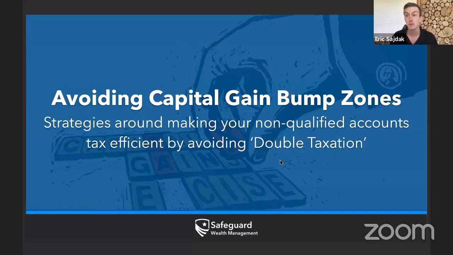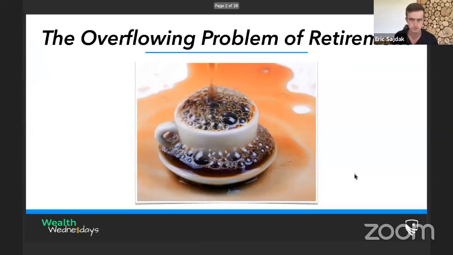All right. So again, kind of like I just said, we're talking about avoiding capital gain bump zones, strategies around making your non-qualified accounts tax efficient by avoiding double taxation. And so we've talked about a few double taxation hurdles in this group before. A big one that we've talked about in most presentations is something called the Social Security tax torpedo. Well, there's actually another double taxation hurdle that we refer to as a capital gain bump zone. And this is something that is going to apply, I think, very widely to the members in this group.